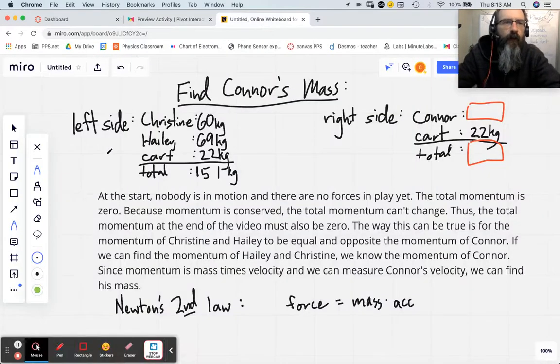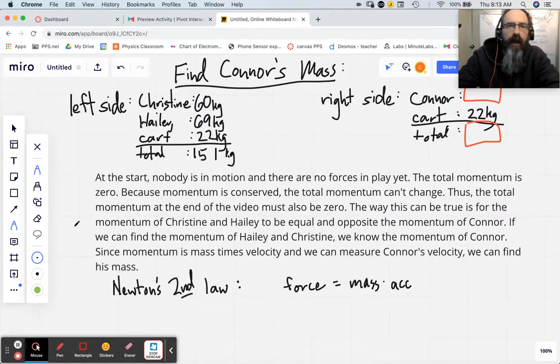I'm going to jump over to this whiteboard. Find Connor's mass. On the left side, we have Christine, who weighs 60 kilograms. Haley weighs 69 kilograms. And the cart they're sitting on is 22 kilograms, for a total mass of 151 kilograms. On the right side, we've got Connor, whose mass we don't know, and the cart, also 22 kilograms, which is going to be some total, which we still don't know.